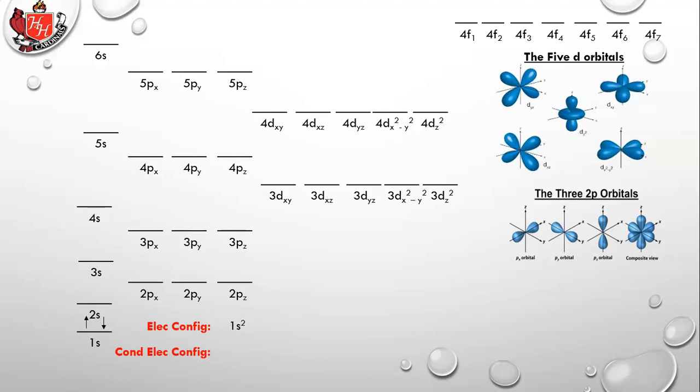Okay, now we're going to add another electron. That's going to go in the 2s orbital. And by the way, there's the electron configuration for helium. You're going to see why I'm putting that down there as we go on here.